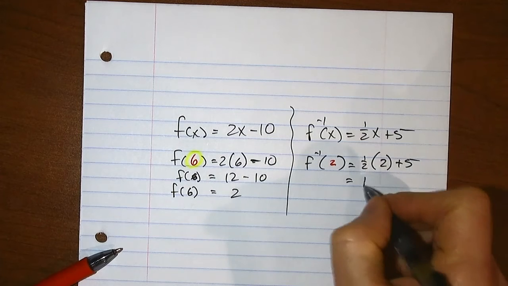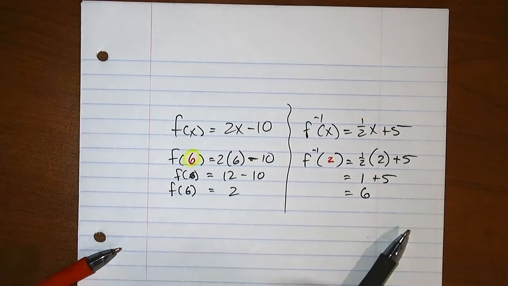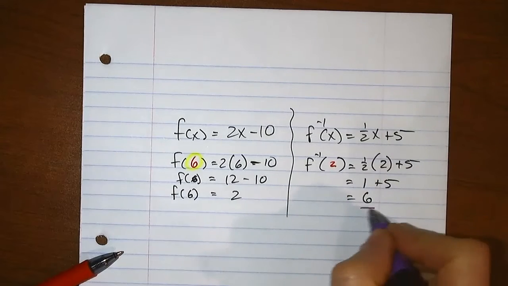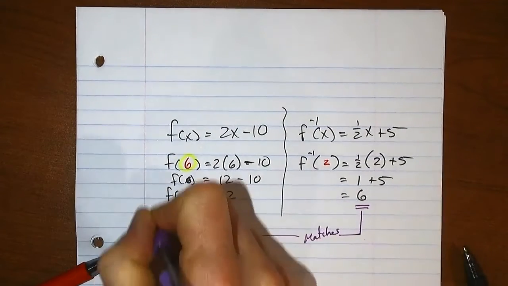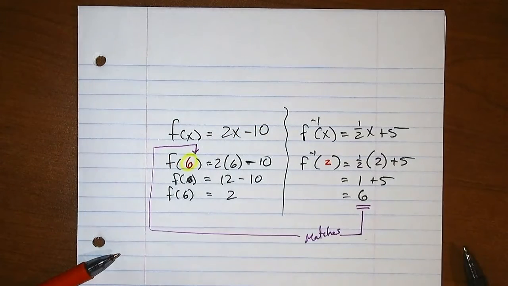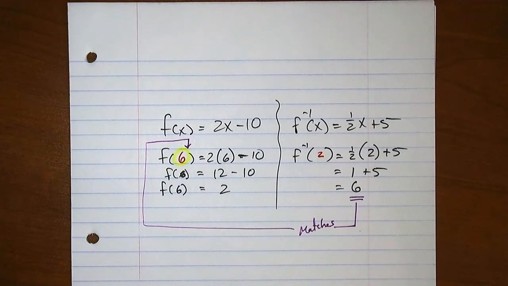1/2 times 2 is 1. 1 plus 5 is 6. And so, yeah, the answer that I got here matches the original number that I plugged in over here. So that's a good indicator that we found the correct equation that actually is the inverse. Okay. Now, technically speaking, if you go on to more advanced math classes, you'll find that this isn't actually a proof that it's the inverse, and there is a way to prove that, but we're not going to go into that in our class.